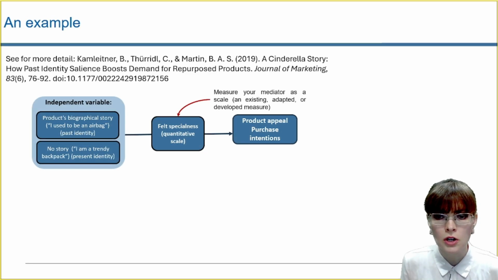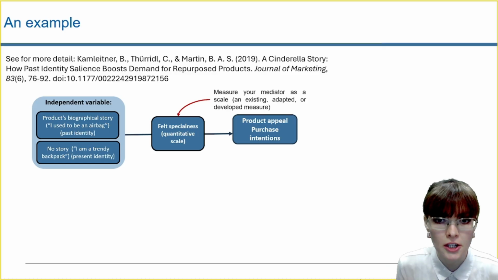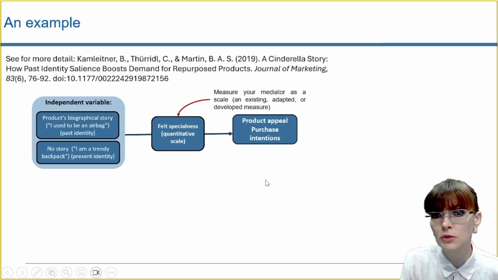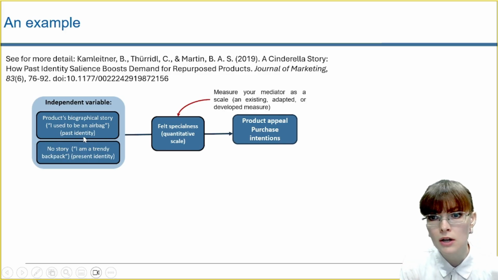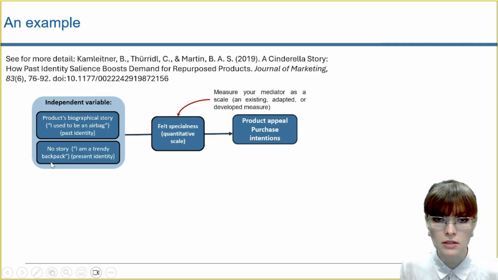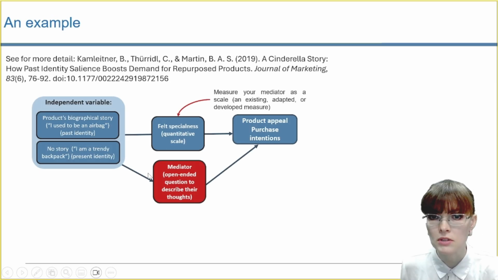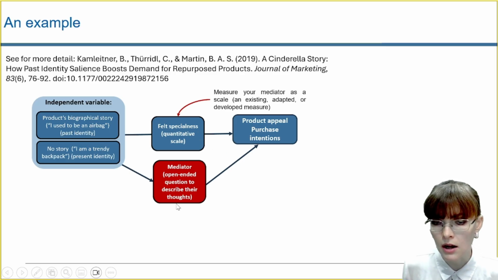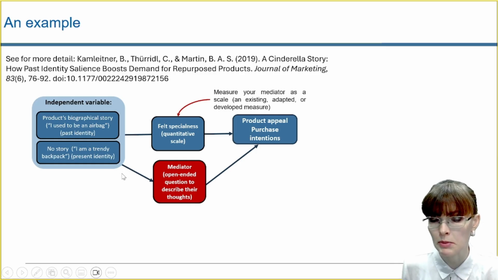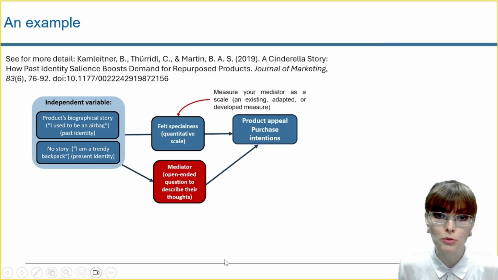So what can you do to prove that this is the real mediator, the real thought process that goes through consumers' minds when they see a product's biographical story versus when they don't see such a story and simply see the description of the product? Well, if you read this paper, you will find that they use a very interesting approach. The authors use an existing measure for felt specialness, but they also administered open-ended questions after people were exposed to experimental manipulations. In these open-ended questions, they asked them to describe their thought process.